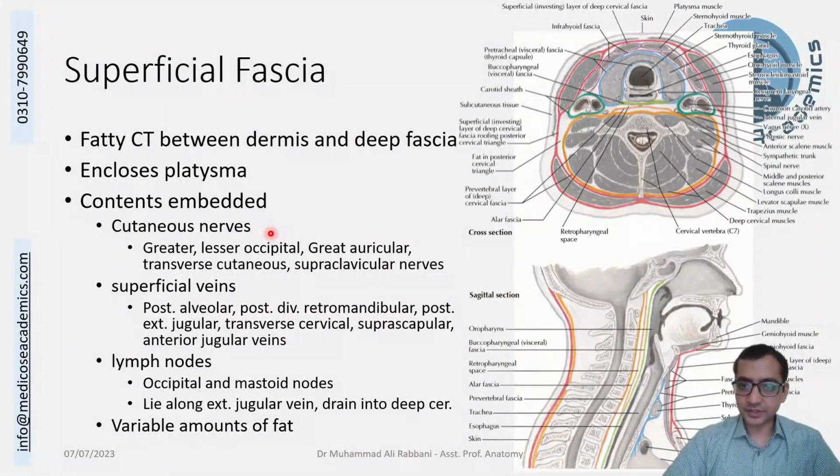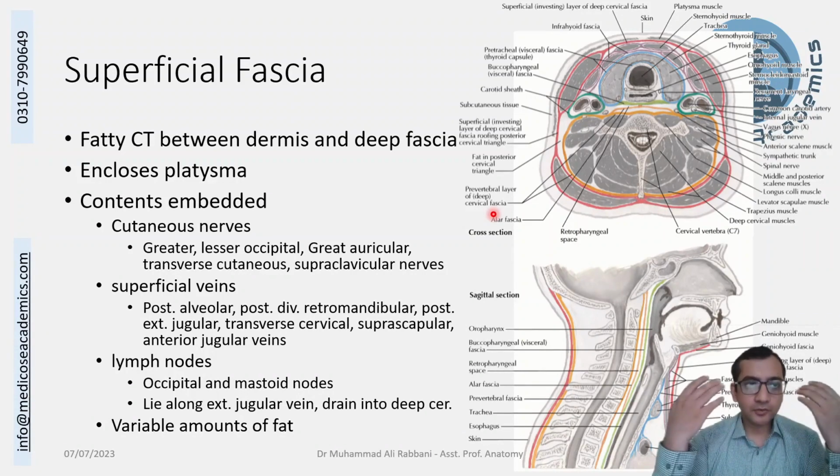The superficial fascia. On this particular picture, it is shown by the gray line that is surrounding the outside. Just below the skin is the gray line. This area is the superficial fascia. It is like the rest of the body. It is the fascia that is present between the skin and the deep fascia below. It is loose connective tissue filled with fat.